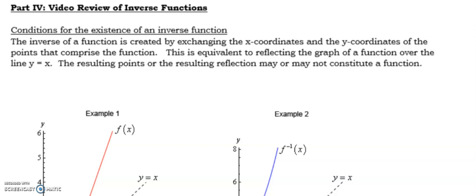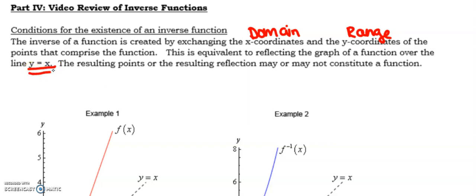All right, part four, a video review of inverse functions. So let's talk first about what has to be true for the inverse to be a function. The inverse of a function is created by exchanging the x coordinates, which would be the domain, and the y coordinates, which would be the range, of the points that comprise the function. This is equivalent to reflecting the graph of a function over the line y equals x.